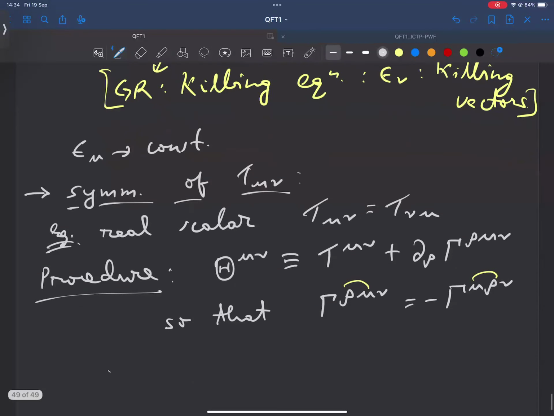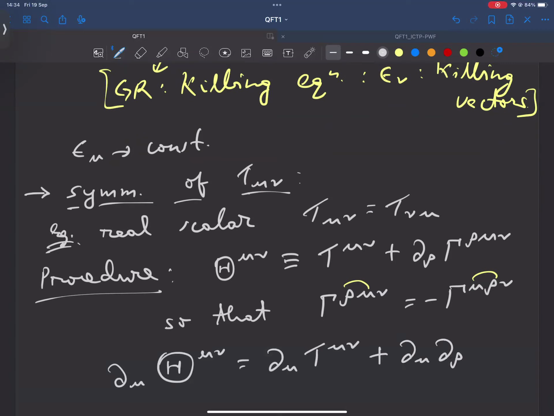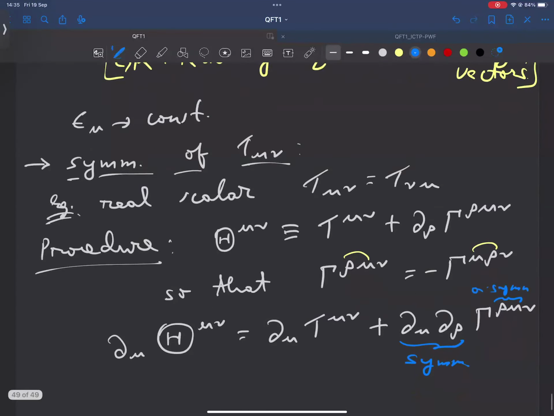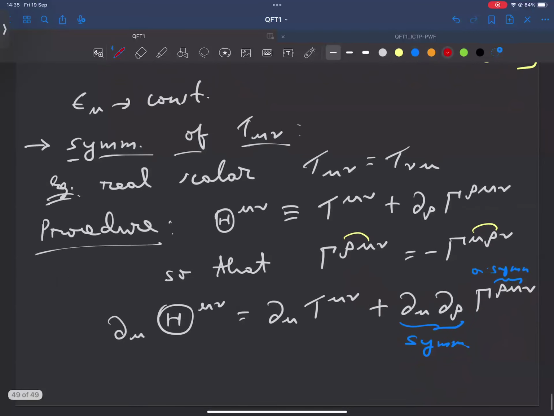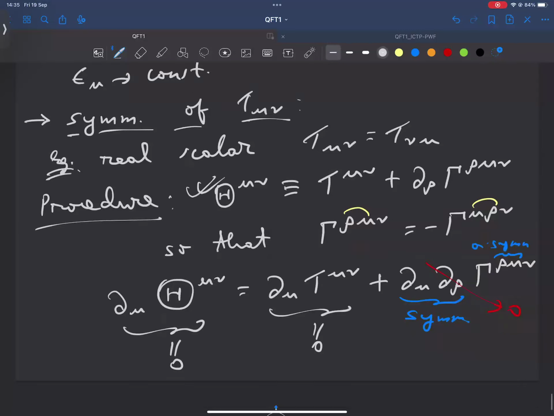And why is that necessary? Because now if you take del mu of this new quantity, you get del mu del rho gamma rho mu nu. Now partial derivatives commute, so this is symmetric. And this, as we said by our assumptions, is antisymmetric. So this term just drops out. Okay, this term goes to 0, and hence if this is 0, then that implies this is 0. So this new object is also conserved if the old stress tensor was conserved.